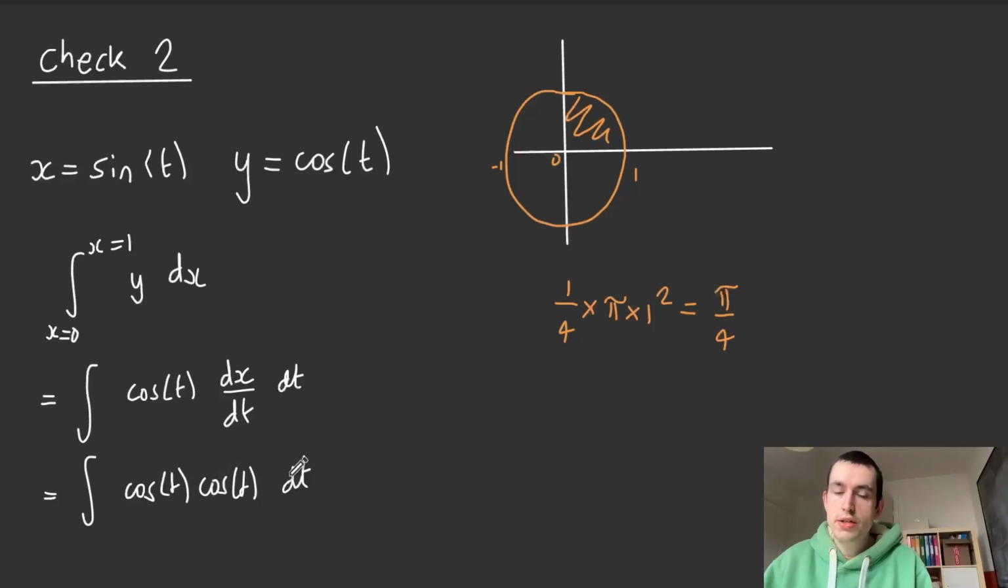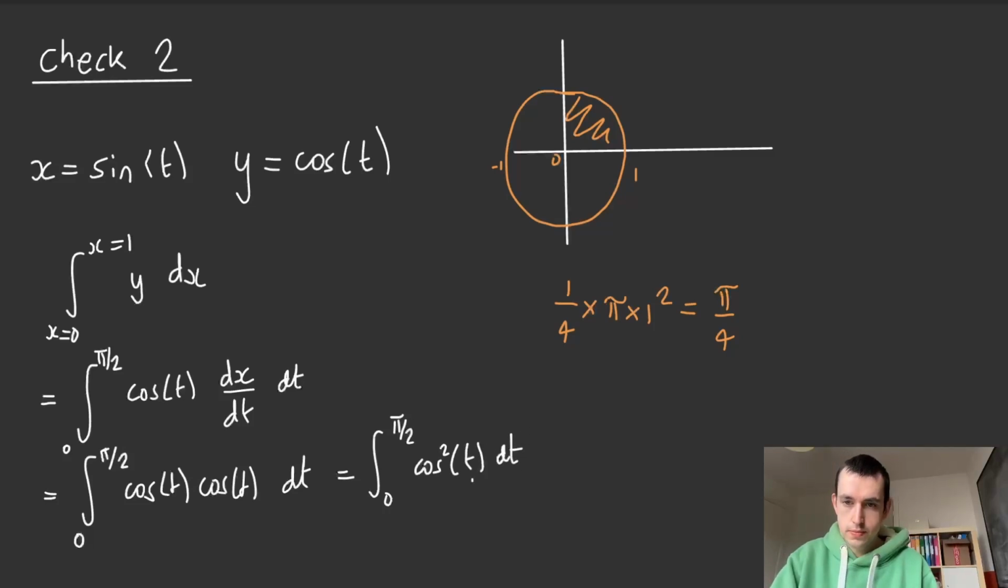And now we think about changing the limits. When x is 0, what does that mean t will be? Well, if we do inverse sine of 0, we get 0. I'm sure I said these limits shouldn't always be the same. When x equals 1, the inverse sine, okay, that's going to be pi over 2. So not always the same. Now it's a case of integrating this. So this is the integral of cos squared from 0 to pi over 2.